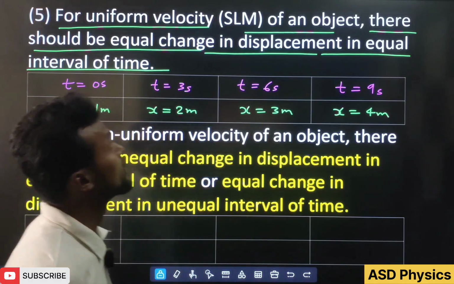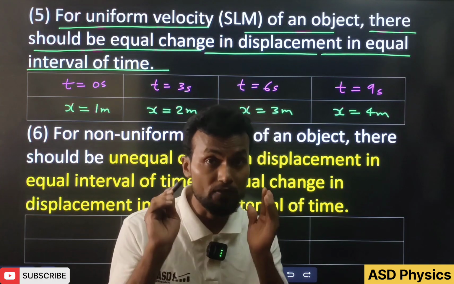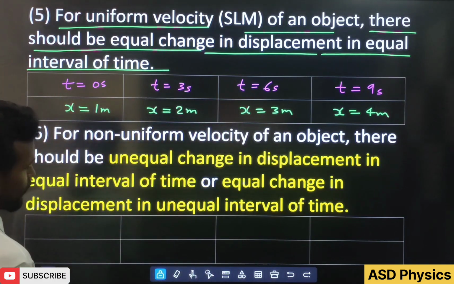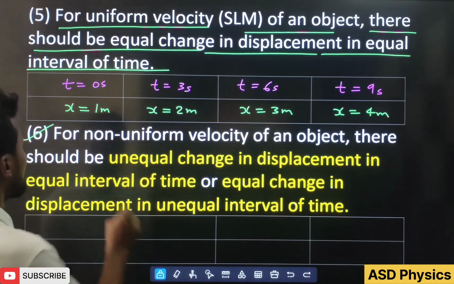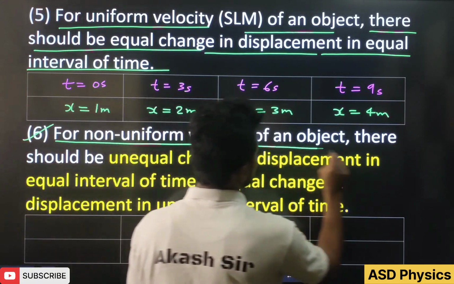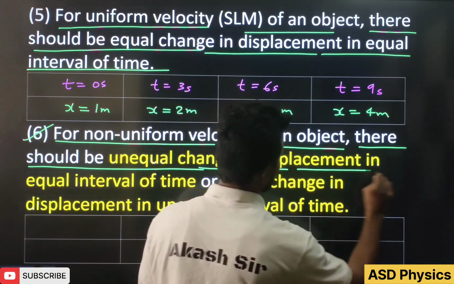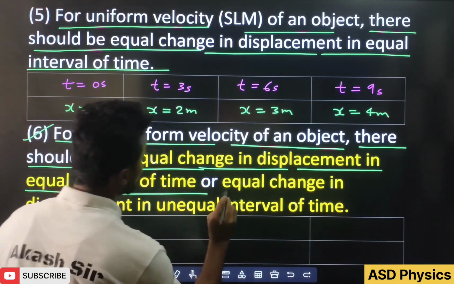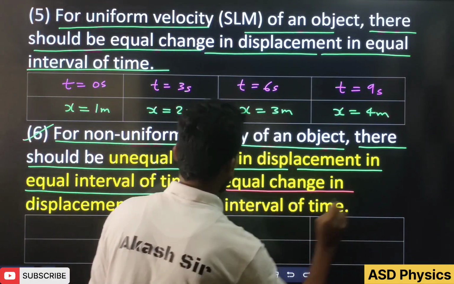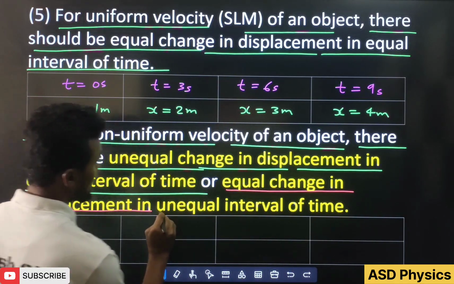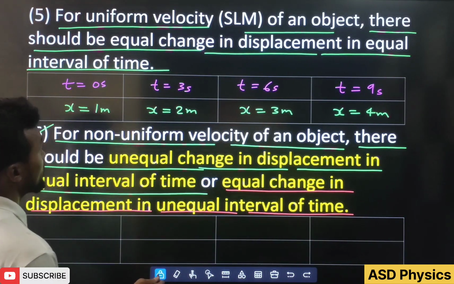1 meter. So we can tell the students that there should be equal change in displacement in equal intervals of time. Then only it is uniform velocity. Similarly, if we see the next point, for non-uniform velocity of an object, there should be unequal change in displacement in equal intervals of time, or we can say in another way, equal change in displacement in unequal intervals of time. Both the things you should know very well.